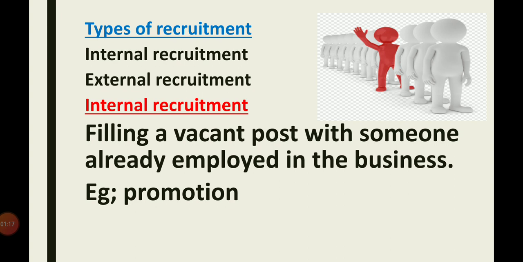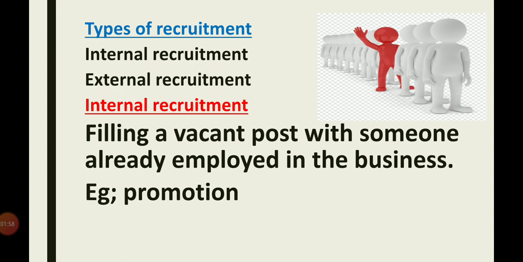Types of recruitment. There are two types of recruitment: internal recruitment and external recruitment. Internal recruitment means filling a vacant post with someone already employed in the business. For example, if a company needs a manager, they will recruit the manager from the company itself. That means they will use an employee who is working as a supervisor or a regular worker, and promote him as manager. That is known as internal recruitment.